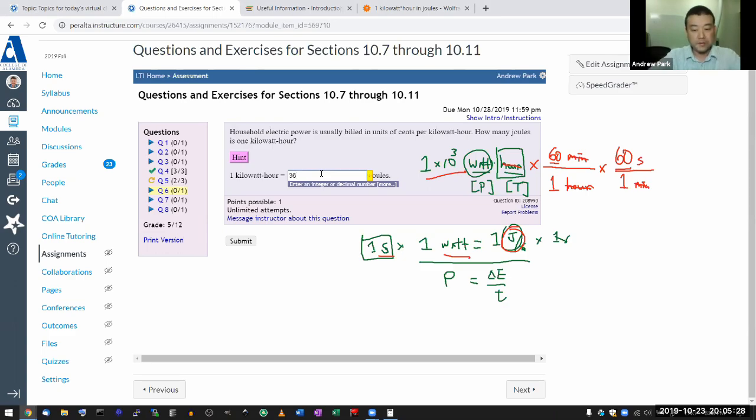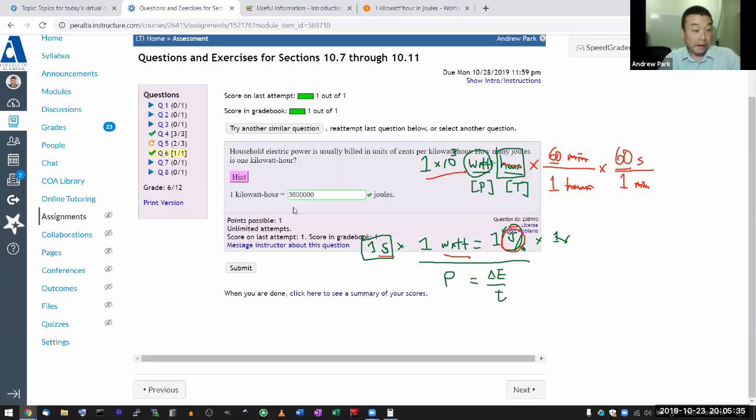36 and then 5 zeros. So that should be it. All right, so that's a unit conversion. We did cover that in chapter 1 or 2, but it's good to review. You'll see more of that.